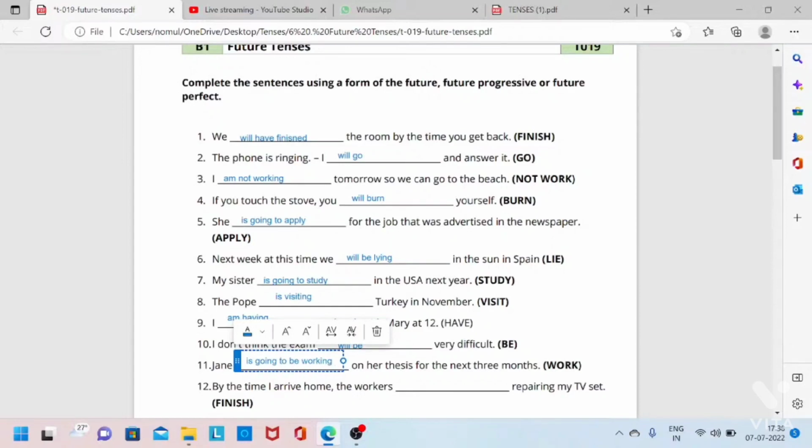or we can also write in a different way here. Let me write it down somewhere here, because I don't have place here. Okay, so it can also be written like will be working. Okay, so here Jane is going to be working on her thesis for the next 3 months, or Jane will be working. So these two can be used in this blank. So that is the reason I am just giving it. And let us move to the 12th.